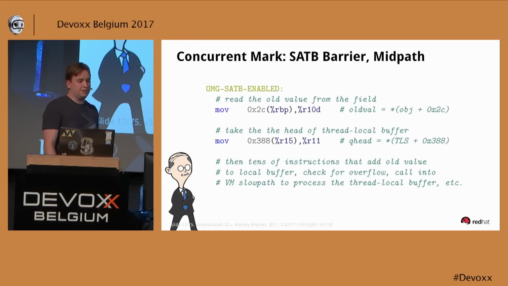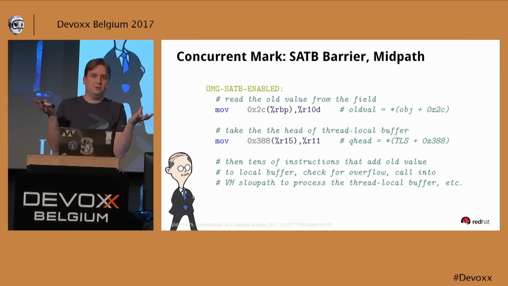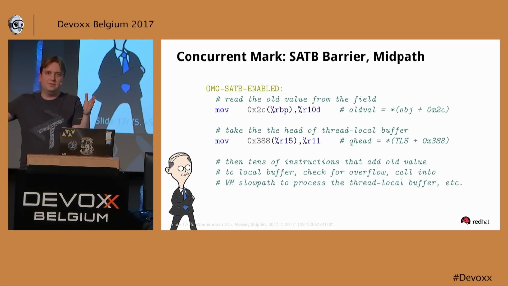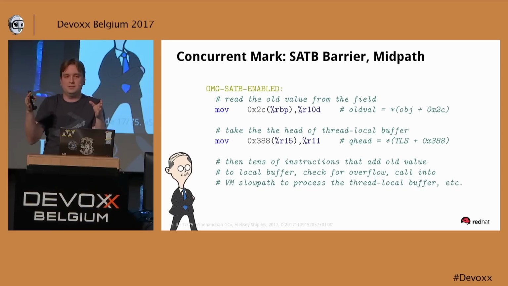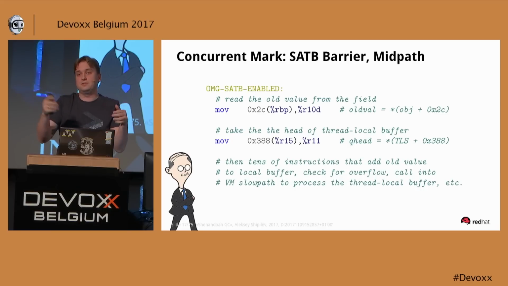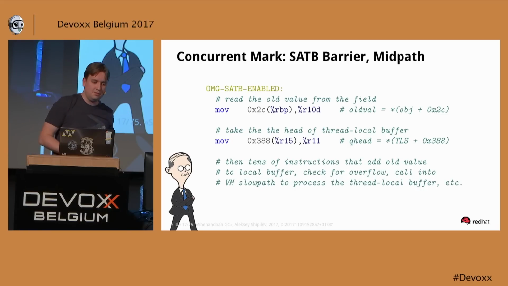And the slow path looks like this. It would be very dumb to go to runtime on every single heap write. The overheads would be too high. And this is why every thread has a buffer where it stores the addresses that are coming from the SATB barrier. And when this buffer overfills, it just puts the whole buffer to the VM to process.